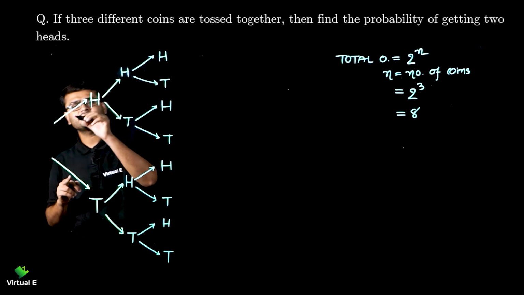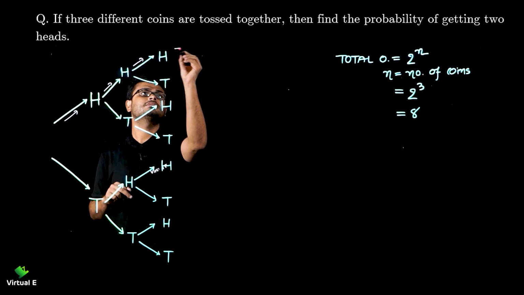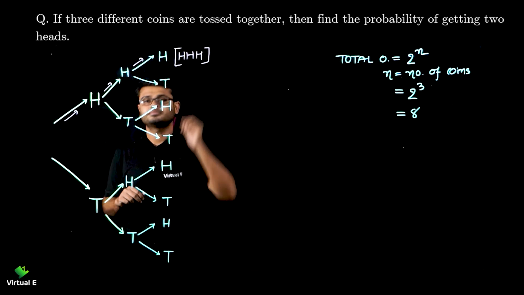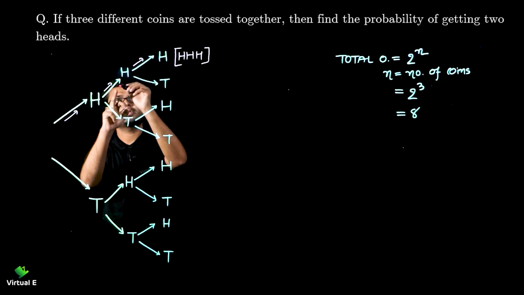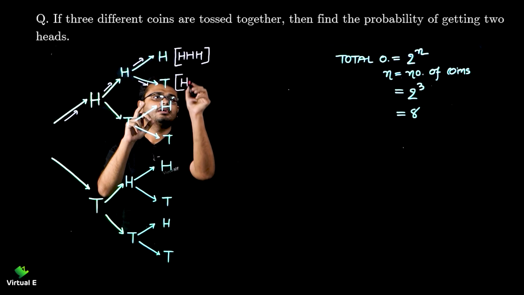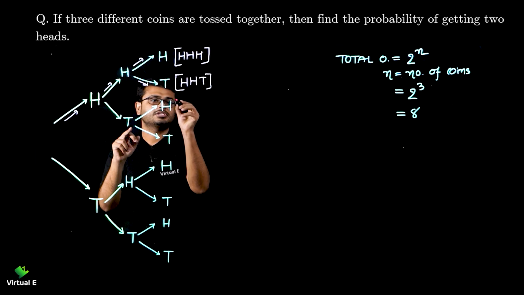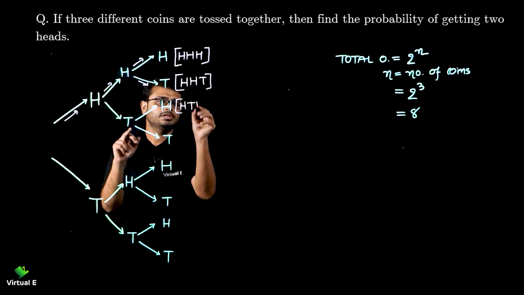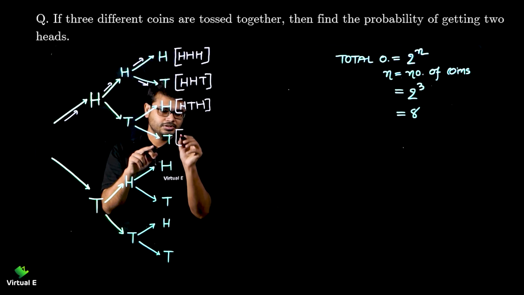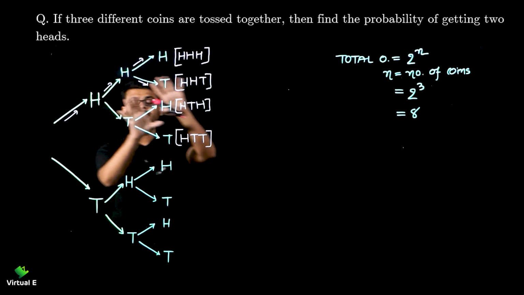So I'm going to start in this way: H, H, and H. So the first outcome is H, H, and H. Done. Now second outcome, this H over here and branch out down here. So H, H, T. Similarly, H, T, H. And here H, T, T. So H, T, T. Then, okay, so this complete upper part is over.